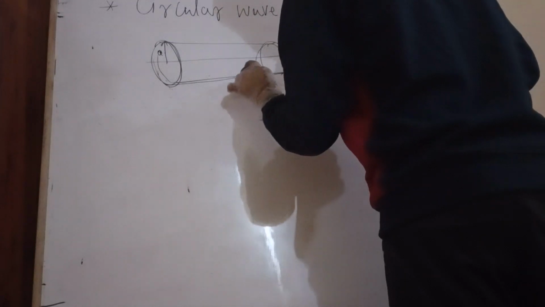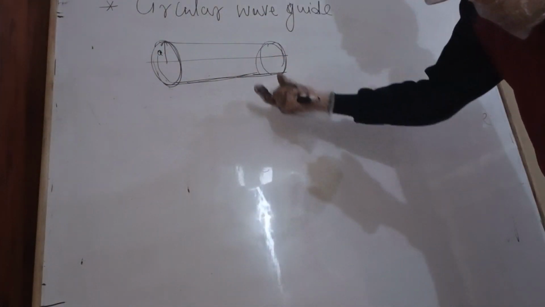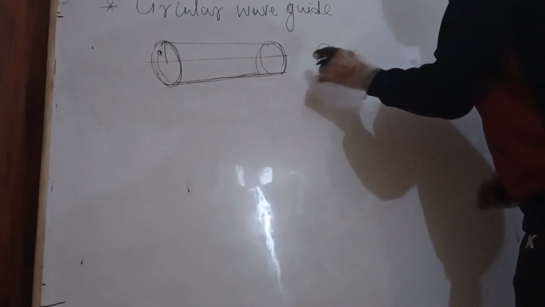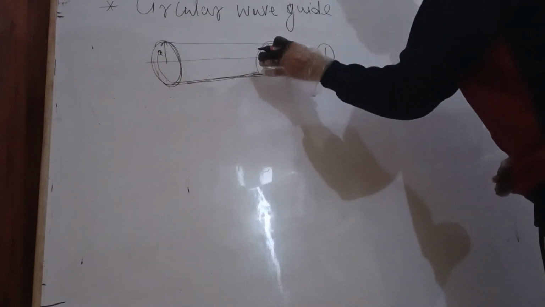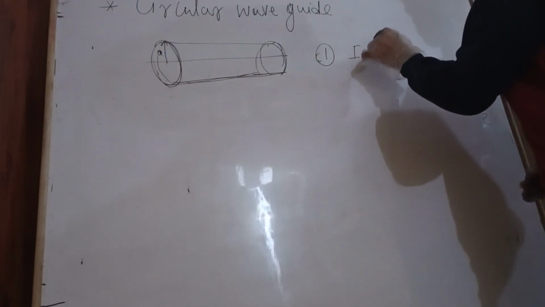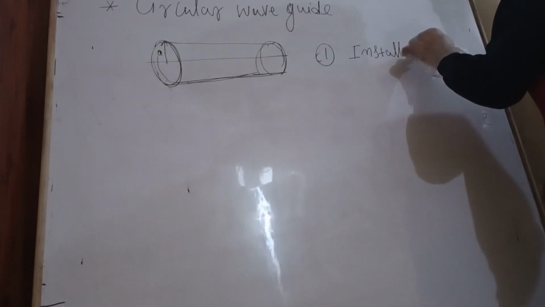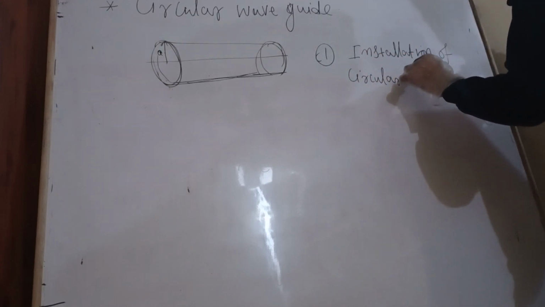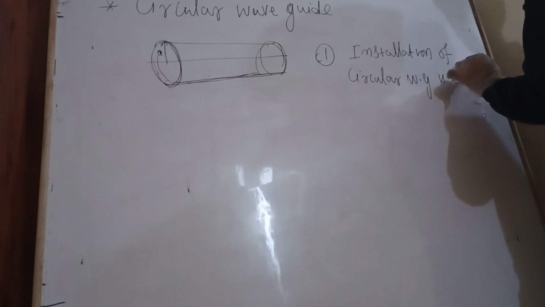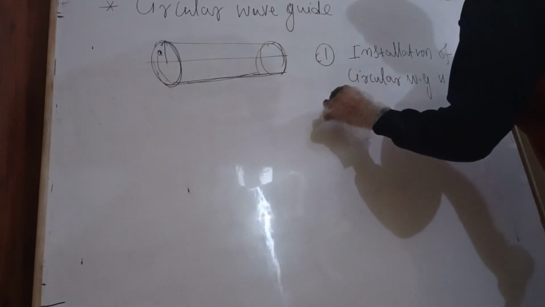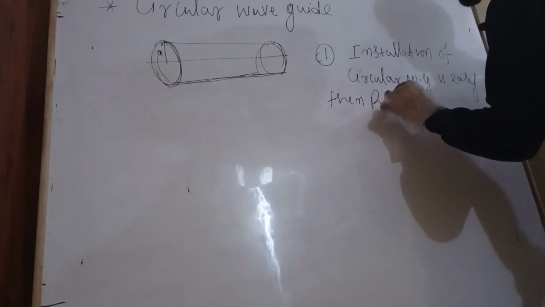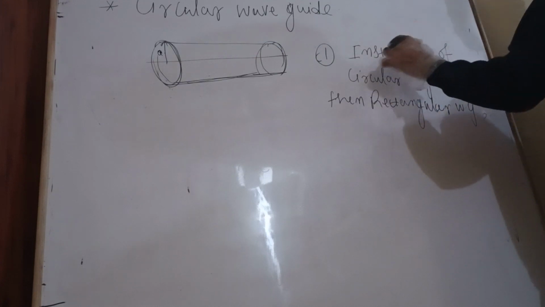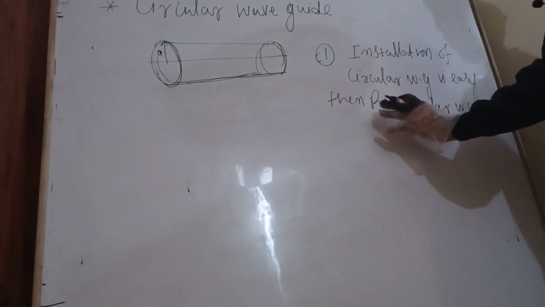Now let's see some advantages of this circular waveguide compared to rectangular waveguide. First, installation of the circular waveguide is easy. Installation of circular waveguide is easier than rectangular waveguide.